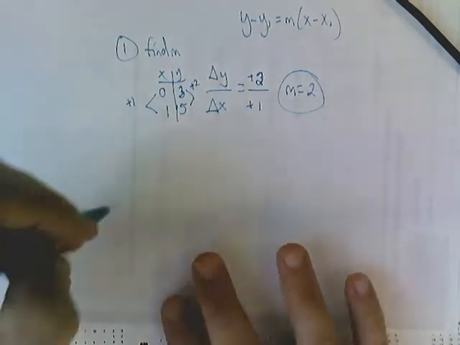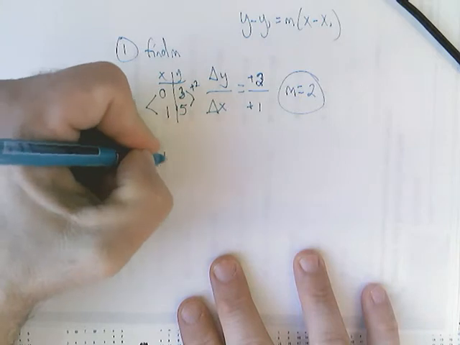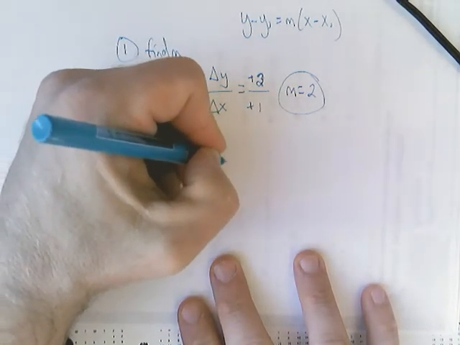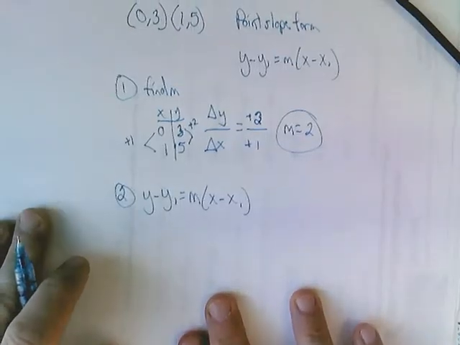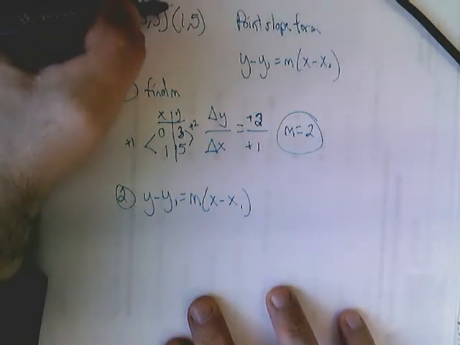Step number 2 is you're going to use point slope, which is this: y minus y1 equals the slope times x minus x1. You pick any of the ordered pairs. It doesn't matter which one, either 0, 3, or 1 and 5. I'm going to pick 1 and 5.